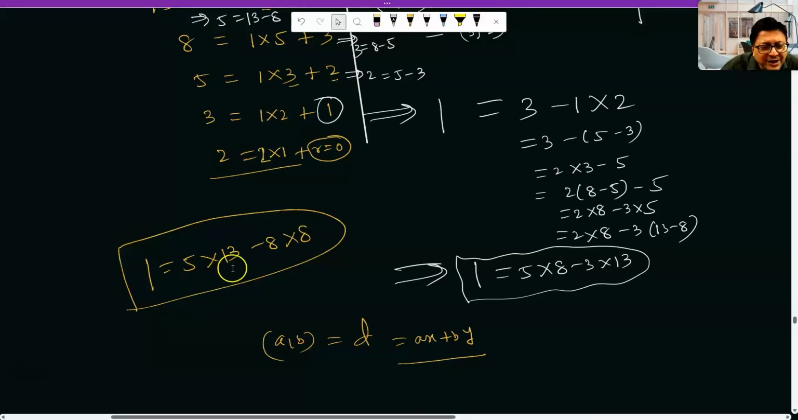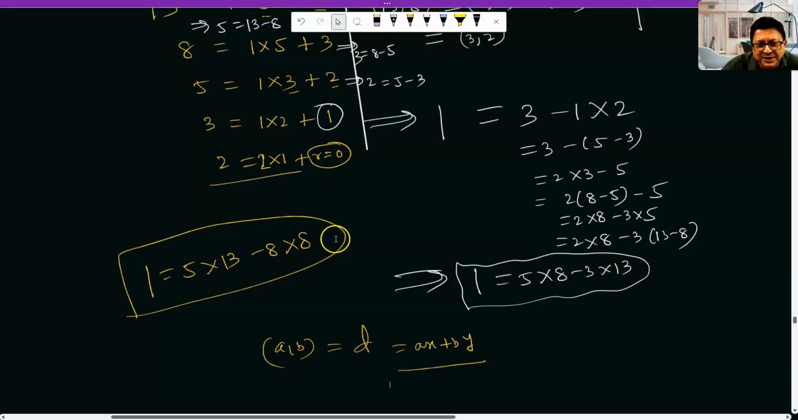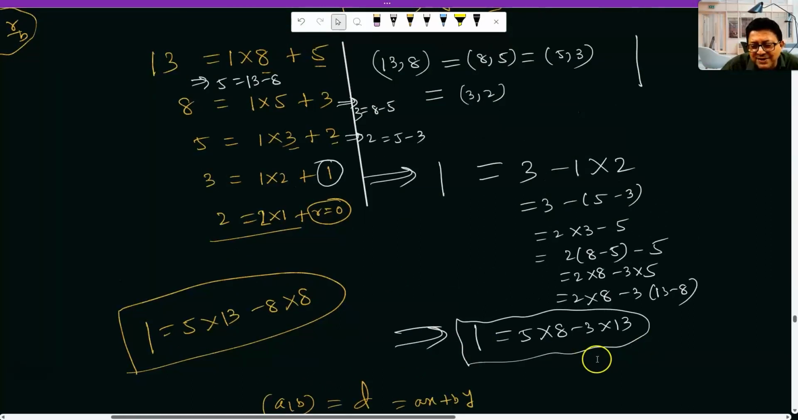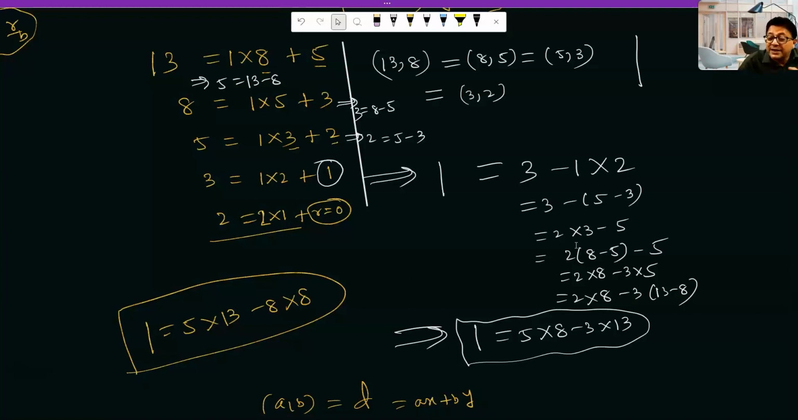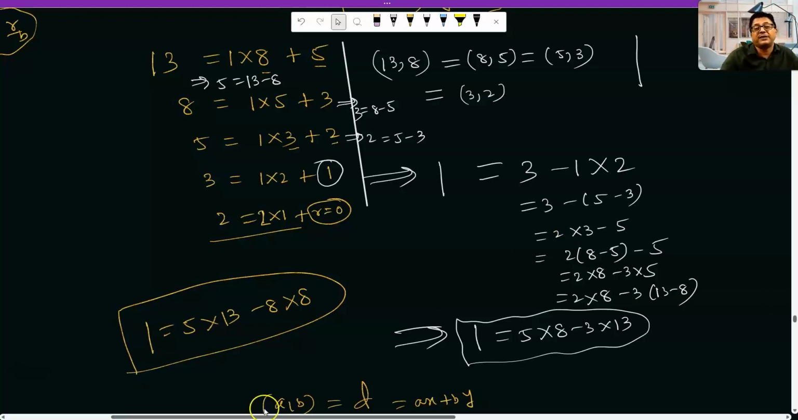I thought that I would get 5 into 13 minus 8 into 8, then I reached a different result. So it is useful here to understand that the GCD can be expressed in many different ways. I showed you just two methods. This is the standard one, going back by Euclid's reverse lemma, or the extended Euclid's lemma. We can find the GCD between two numbers easily if you follow this method, or you go by the trial and error method.